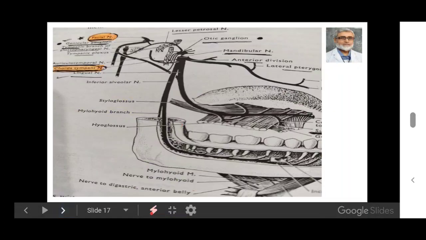So come to the next slide. Now you can see the nerves very clearly. Chorda tympani nerve you can see here. This is a branch of the facial nerve, supplying the different regions of the tongue, and the extrinsic group of muscles of the tongue. Now come over to the next slide.